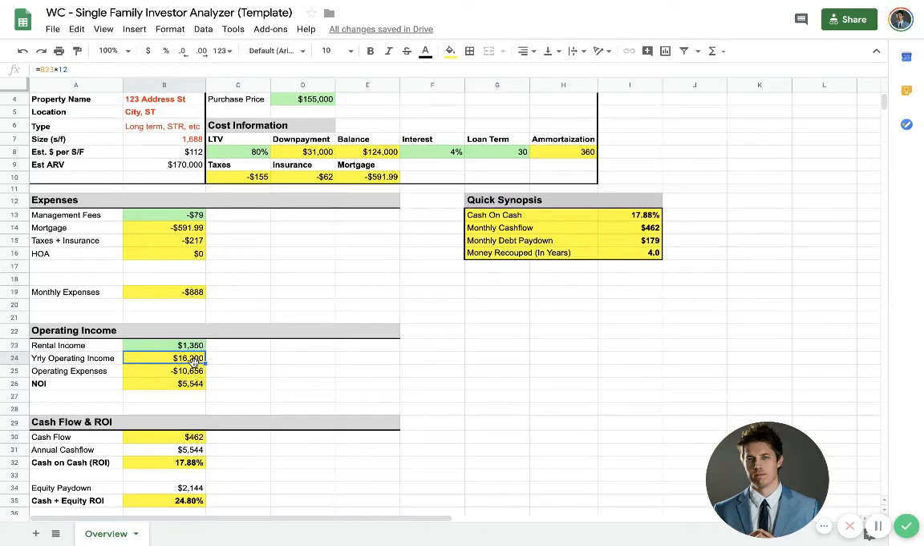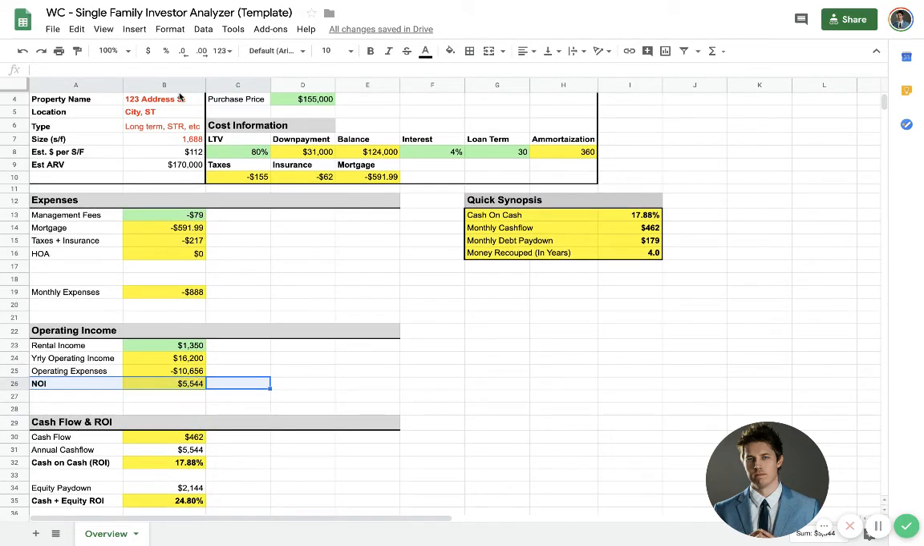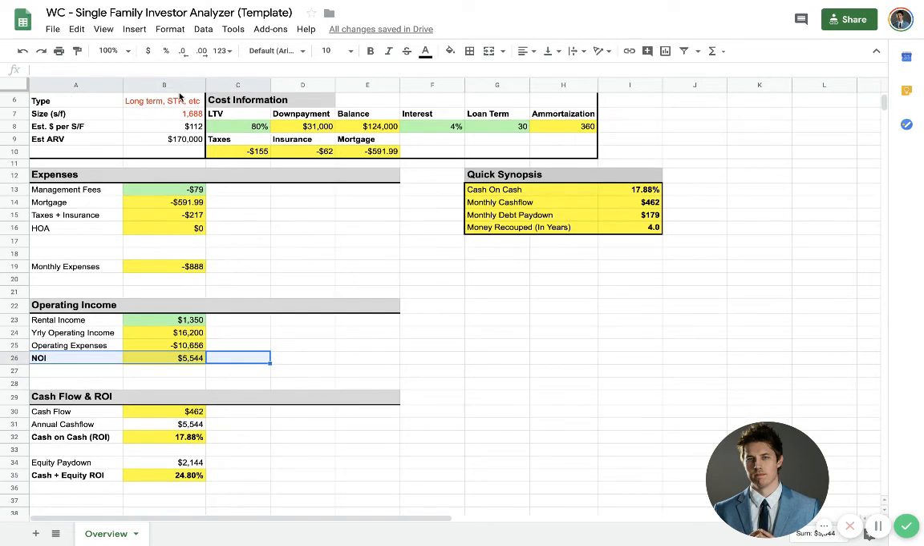and that is going to produce a yearly operating income of $16,200. This is just the rent income multiplied by the full fiscal year. Operating expenses basically take these monthly expenses and multiply them by 12 as well. And you get NOI, your net operating income. This is a really important number because this is your profit. This is the money just sitting in a bank account for you after a year of this machine working for you.